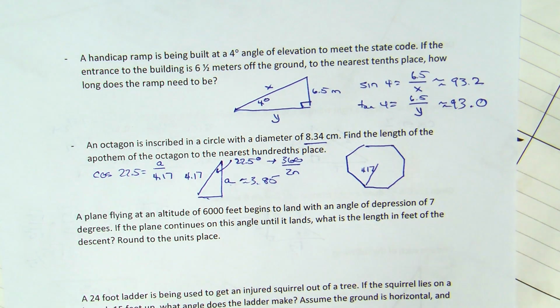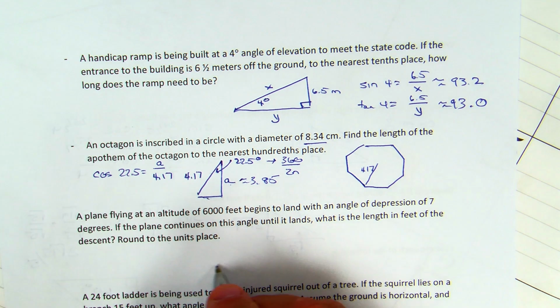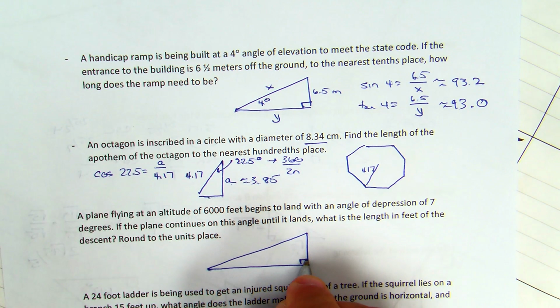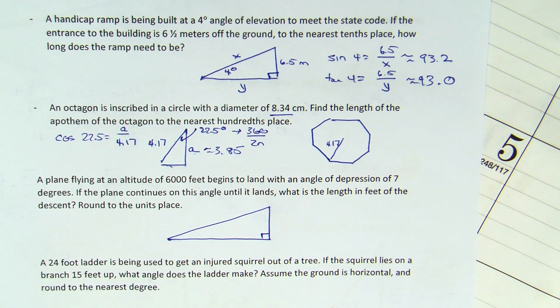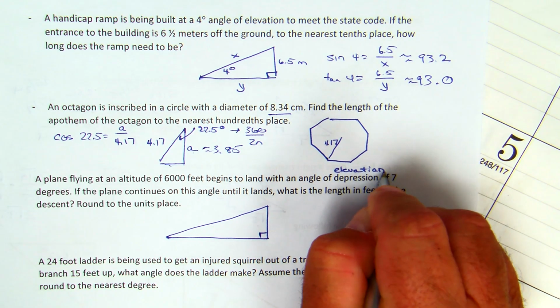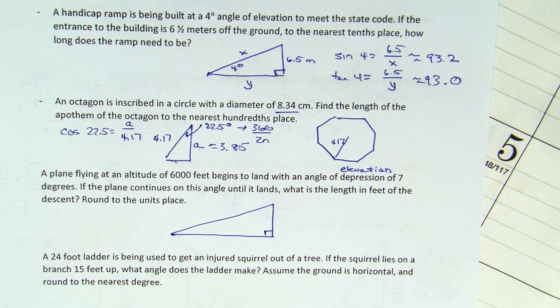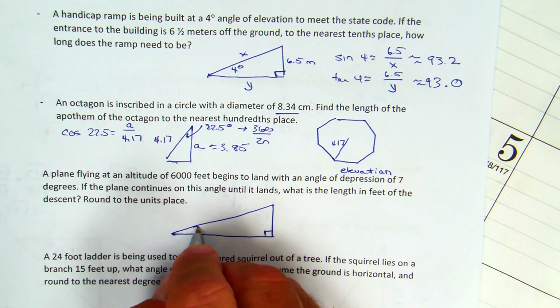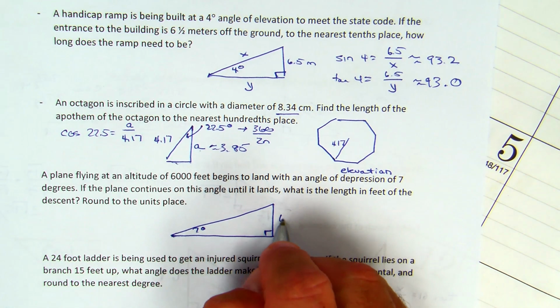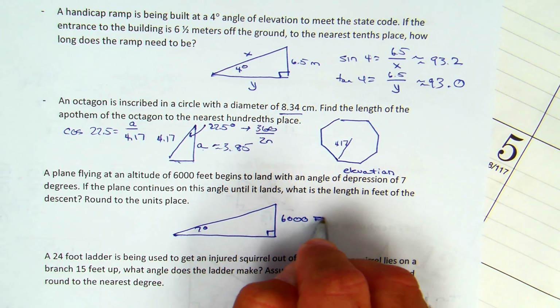A plane flying at an altitude of 6,000 feet begins to land with an angle of depression of 7 degrees. If the plane continues on this angle until it lands, what is the length in feet of the descent? Round to the units place. Please remember that angle of depression and angle of elevation by parallel lines is exactly the same. So you can take that 7 degrees and put it down there. Maybe more straightforward for you to see. The altitude is the height, so that's the 6,000 feet right there.